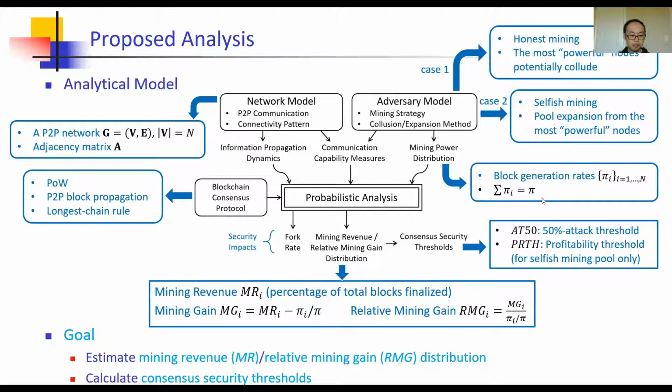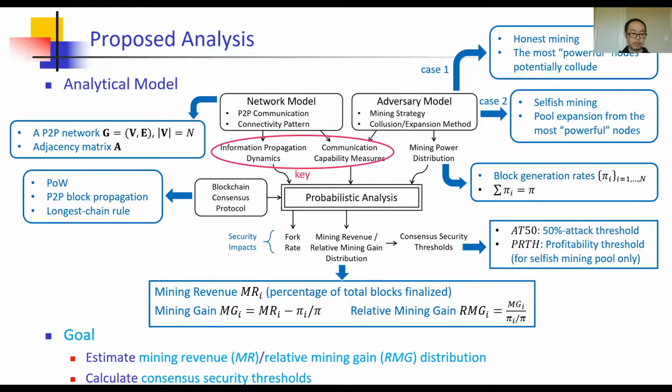And from the mining revenue distribution of all nodes, we can derive two security metrics. The 50% attack threshold measures the least amount of computing power the malicious party needs to control to achieve 50% of all mining revenue. And the second one, profitability threshold, measures the least amount of computing power the selfish mining pool needs to control to break even with their computing costs, or to achieve positive mining gain.